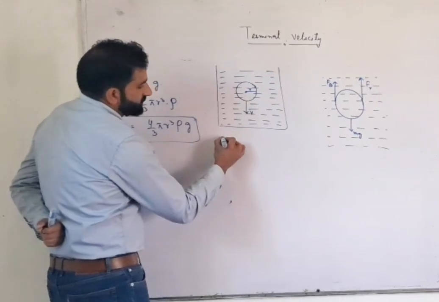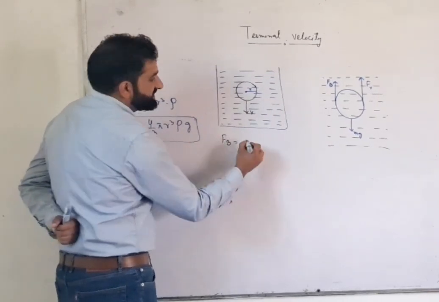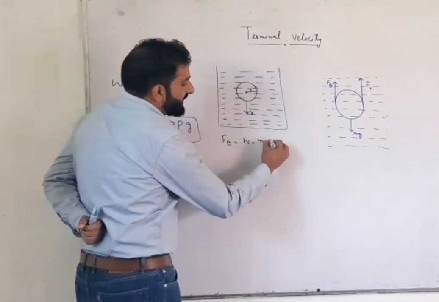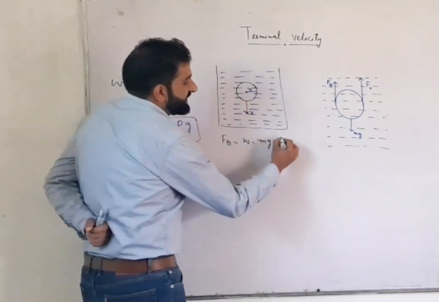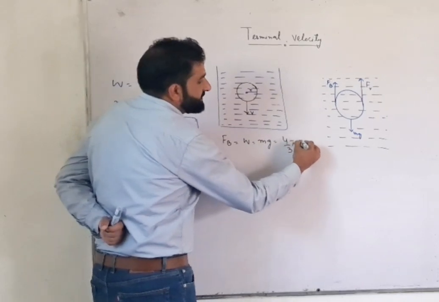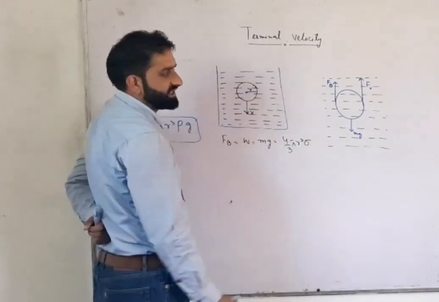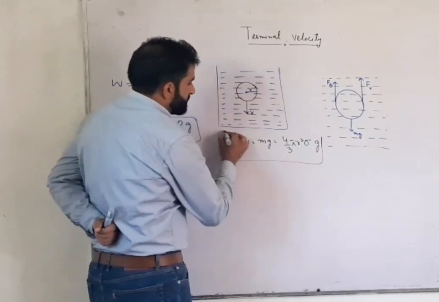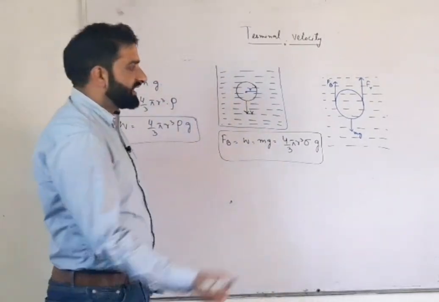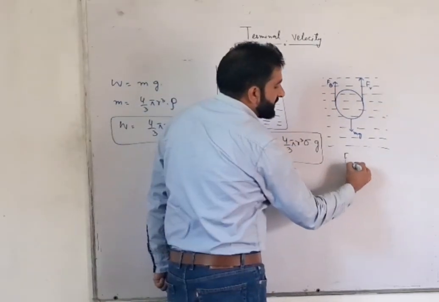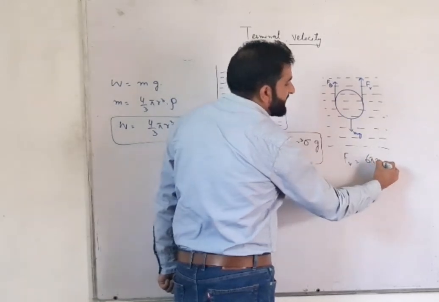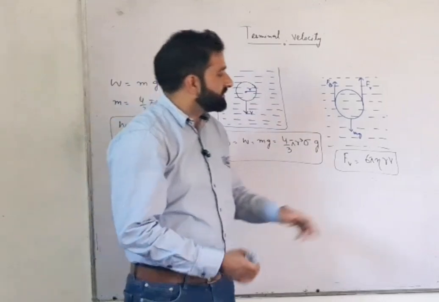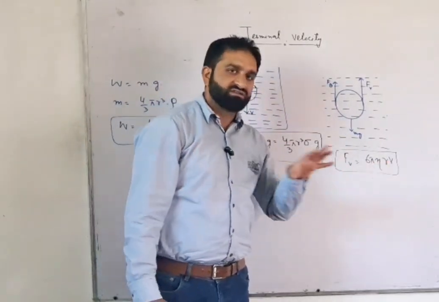Similarly, the buoyant force is the weight of the liquid displaced, that is equal to m into g, where m is the mass of liquid displaced, that is volume of liquid displaced, 4 by 3 pi r cube, into sigma, where sigma is the density of the liquid, into g. So we have got the buoyant force as well. We will use Stokes' law. The viscous force is equal to 6 pi eta r v, where eta is the coefficient of viscosity, r is the radius of the spherical body, and v is the velocity. This v is the terminal velocity.